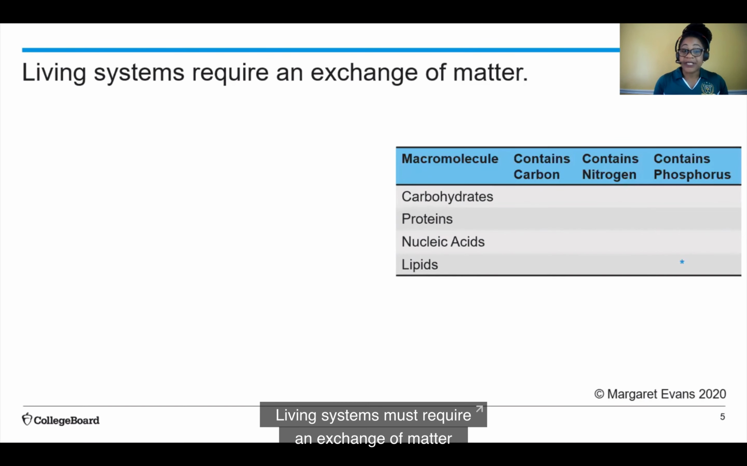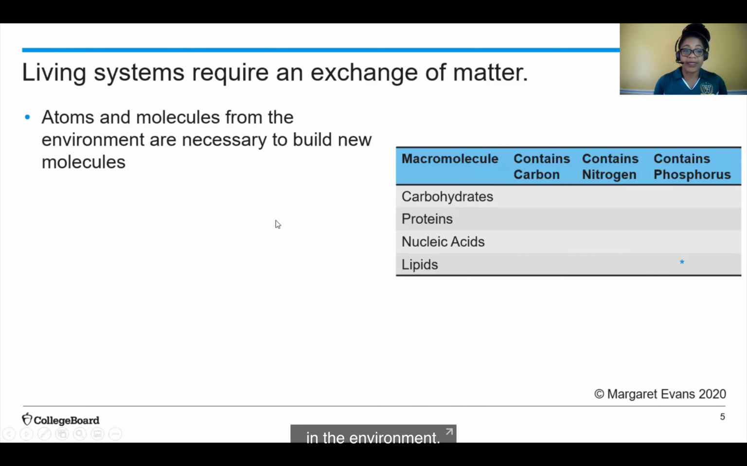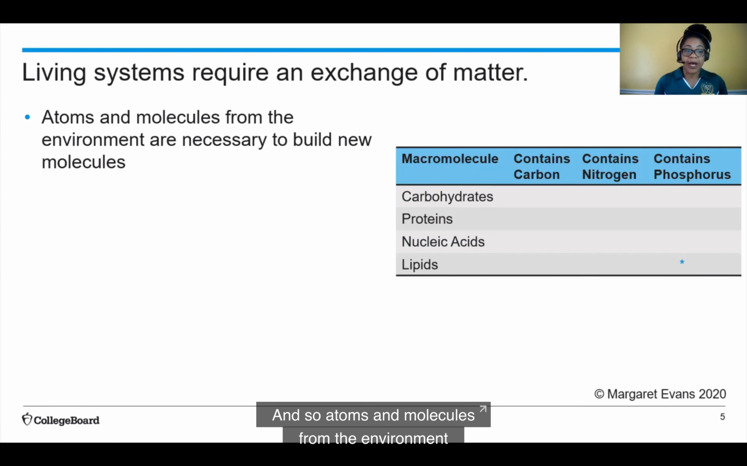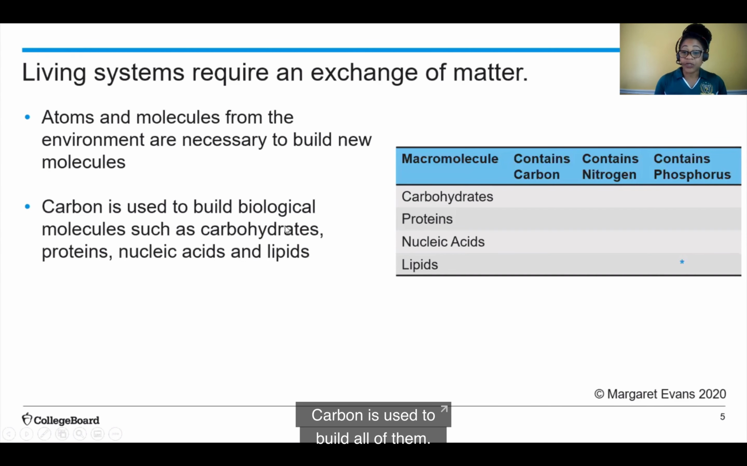Living systems must exchange matter with their environment. The only way that we can get certain atoms and molecules necessary for life is through accessing them in the environment. Atoms and molecules from the environment are necessary to build important molecules like carbohydrates, proteins, nucleic acids, and lipids. Carbon is used to build all of them.